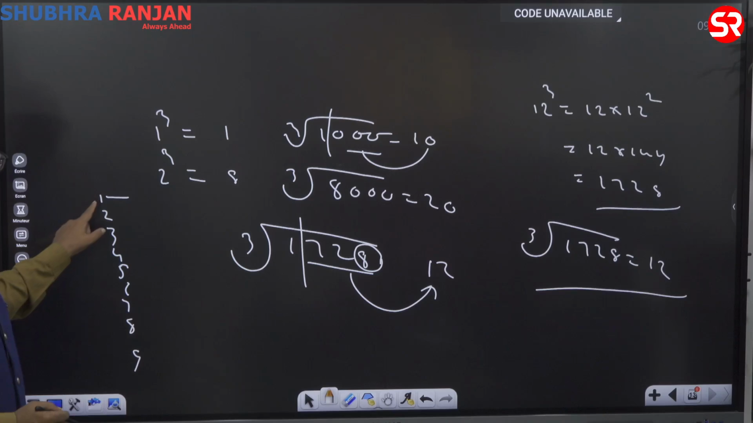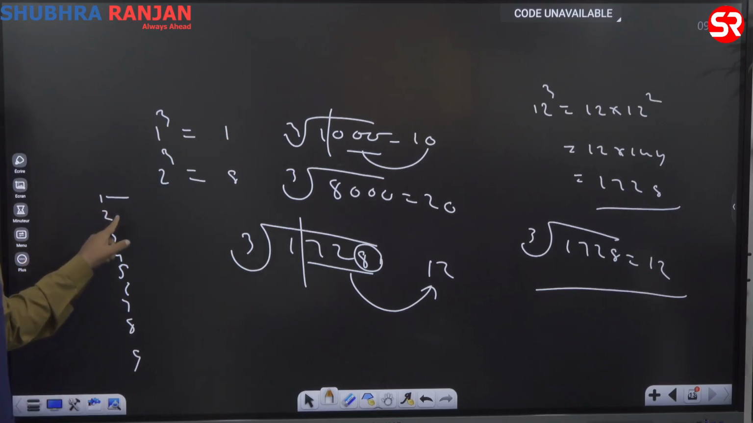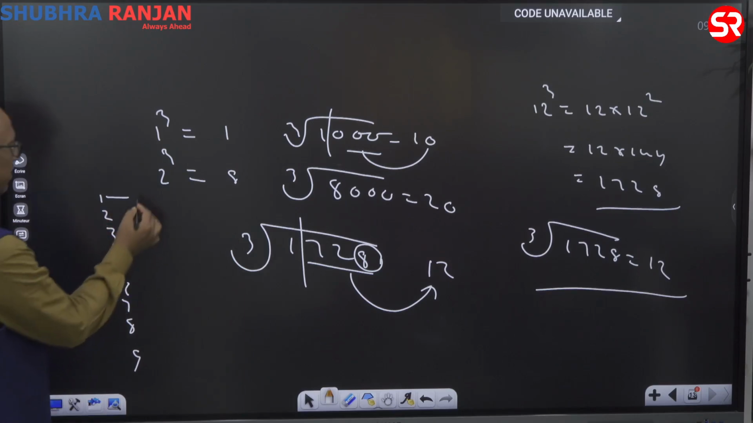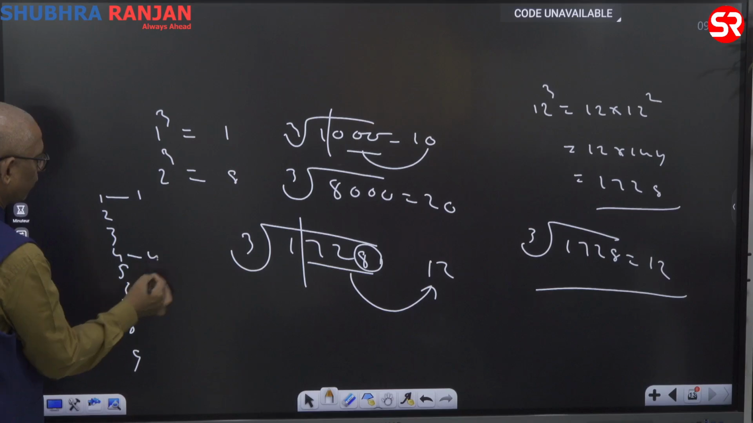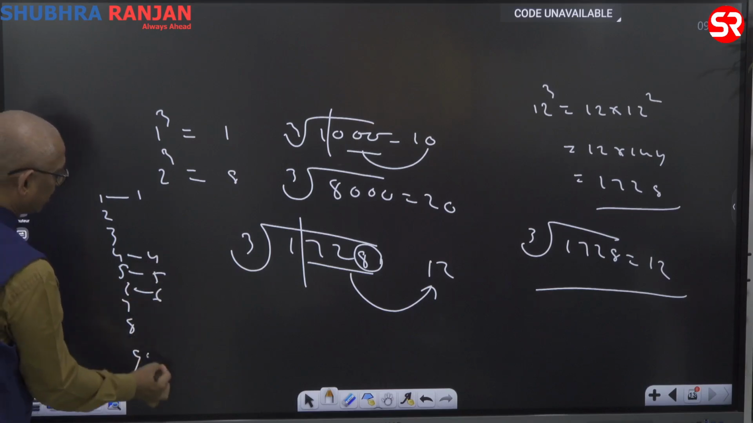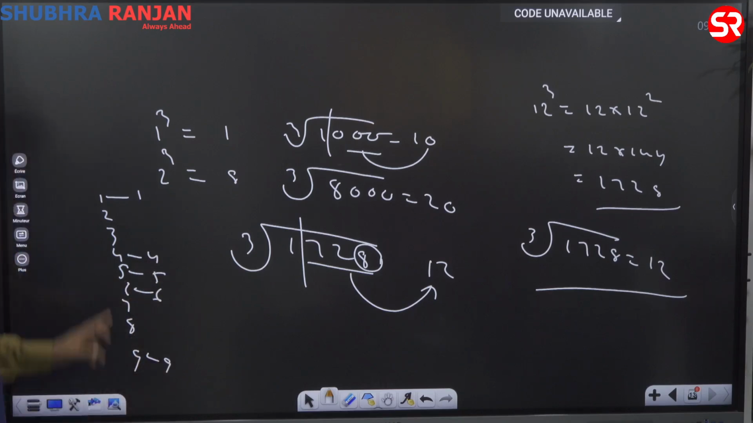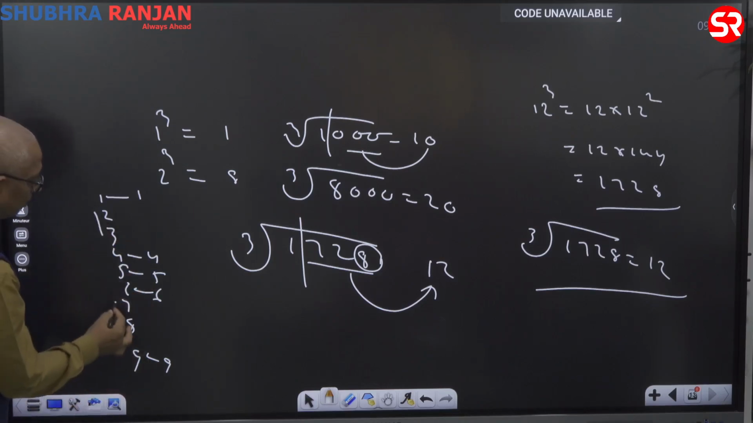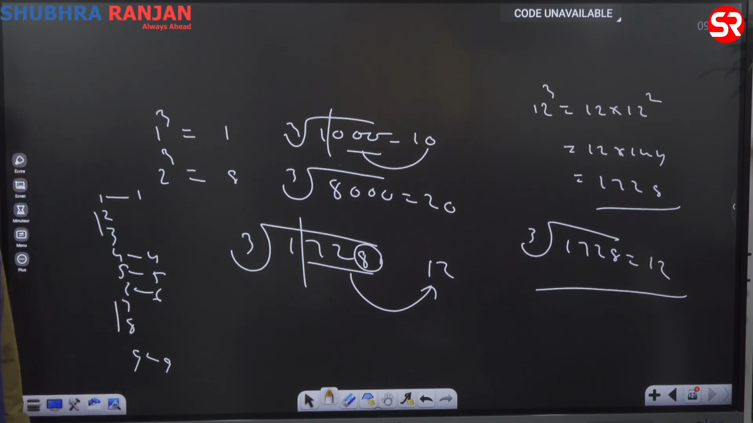If 1 comes, what is the cube root of 1? 1 only. Even if 4 comes, the answer is also 4. 5, 5 is the answer. And 6, 6 is the answer. 9, 9 is the answer. There is no change. But you have to concentrate only on 2, 3, 7, 8.